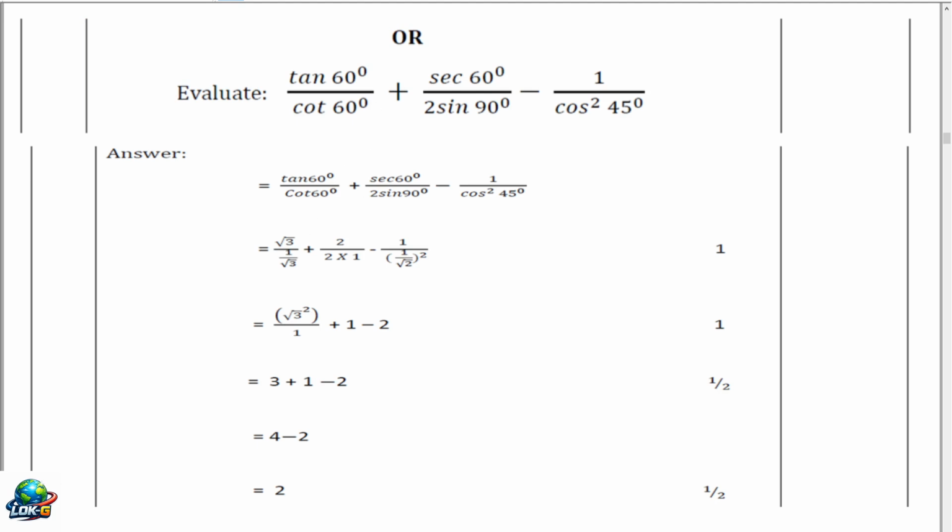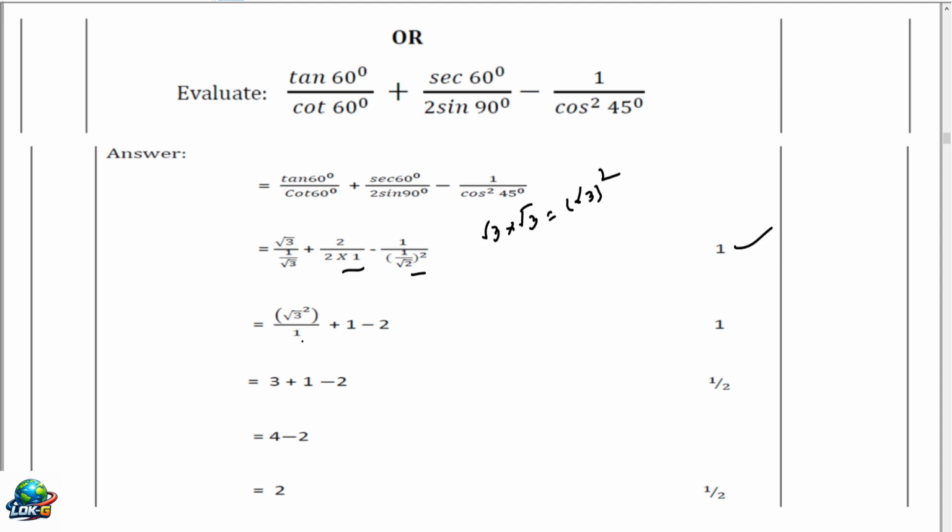You are given a very easy question. Tan 60 is root 3, cot 60 is 1 by root 3, plus sec 60 is 2, 2 into sin 90 is 1, minus 1 upon cos square 45. Cos 45 is 1 by root 2, whole square. Observe: denominator root 3 goes to numerator. Then denominator of denominator goes to numerator. Therefore, you get in the numerator root 3 whole square, because it becomes root 3 into root 3. For substitution of this, you will get 1 mark.